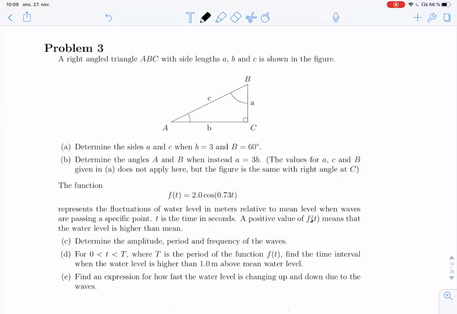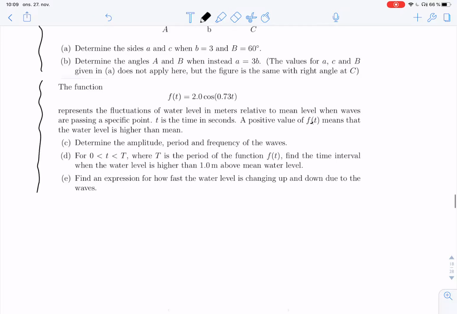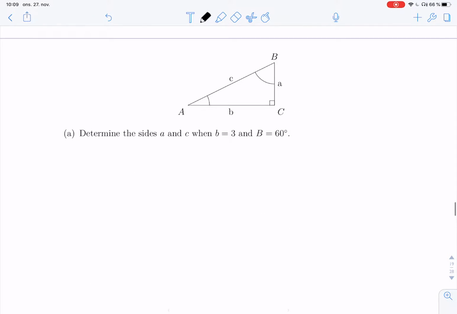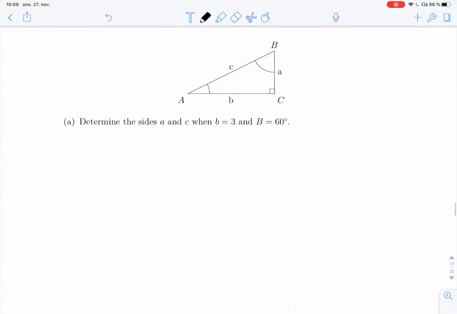We will now solve problem 3 given in the spring exam of 2017. So first we have a triangle where we have to work with sides and angles, and then we have a trigonometric function where we are to work with amplitude, period and stuff. So let's start with the A.